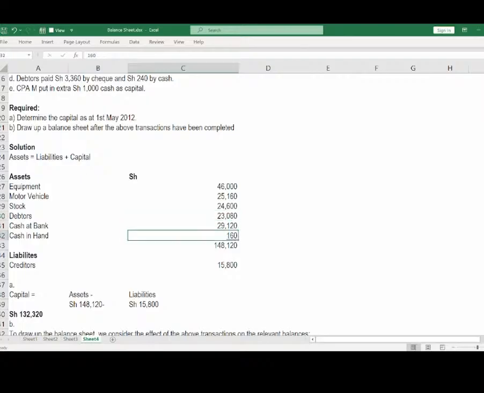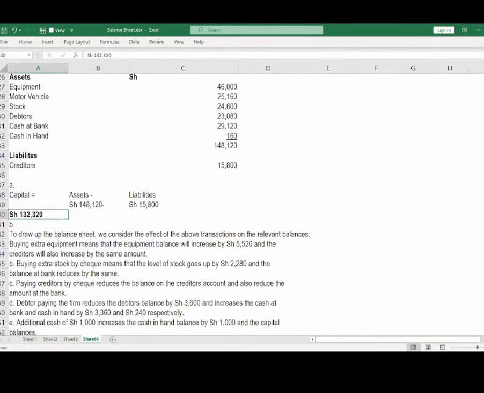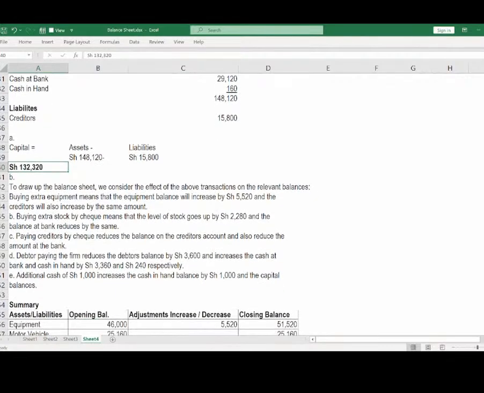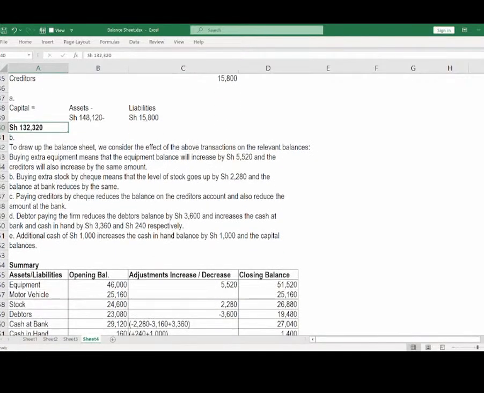So we are going to put all assets together and liabilities. So for assets, equipment, motor vehicle, stock, debtors, cash at bank, and cash in hand all add up to 148,120. And for liabilities, we have only creditors, which is 15,800. So when you subtract both, we get a capital of 132,320. So that is our capital.